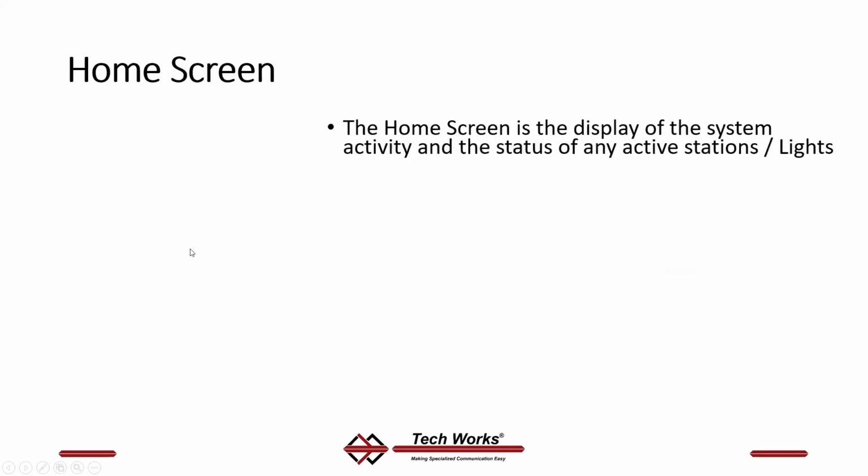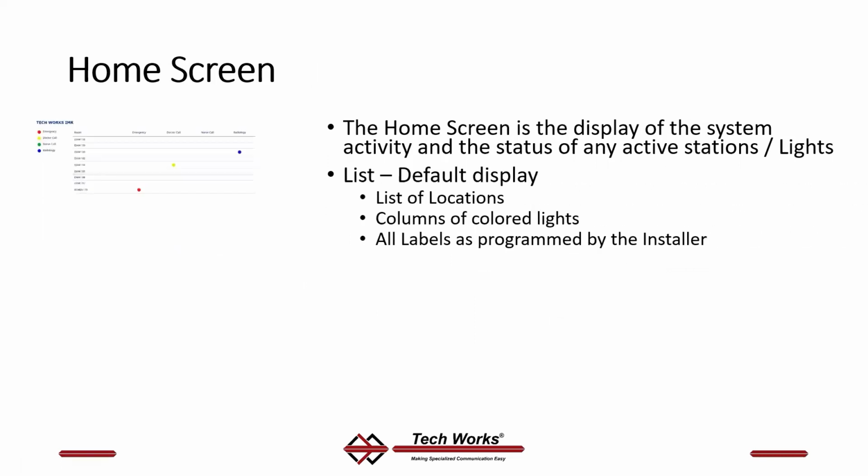Let's talk about the home screen. Home screen is a display of the activity and the status of all the lights. So everything on the system is shown on this home screen. The list mode is the default. So you have a list of locations over here on the left. Your columns are your colors. So this would be all your reds, this would be all your yellows, this would be all your greens, this would be all your blues.